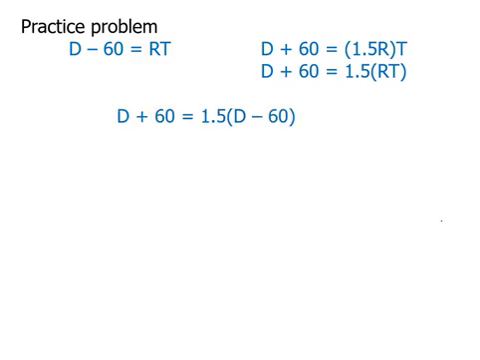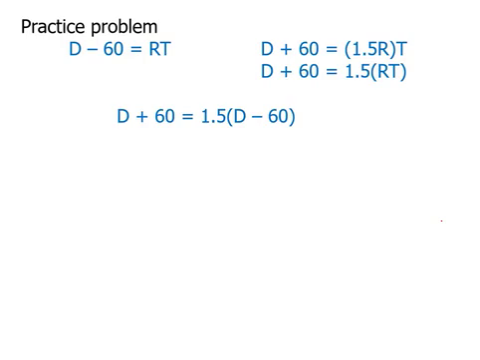So I plug that in. I replace rt by d minus 60. That's the substitution from the first equation. So I get d plus 60 equals 1.5 times the quantity d minus 60. We distribute. We get 1.5d minus, and then 1.5 times 60.